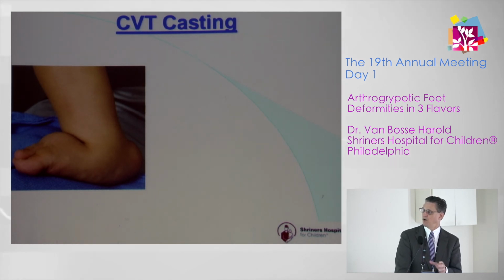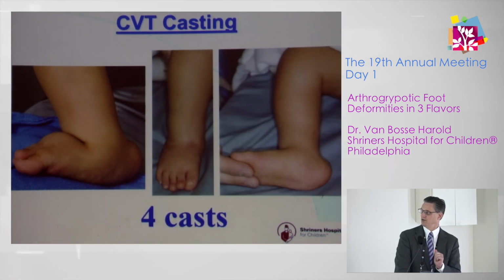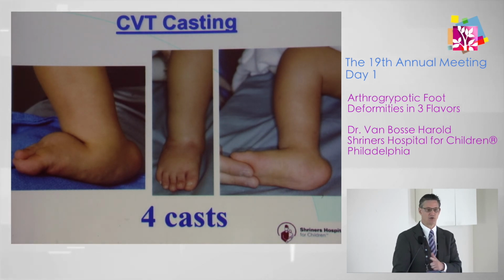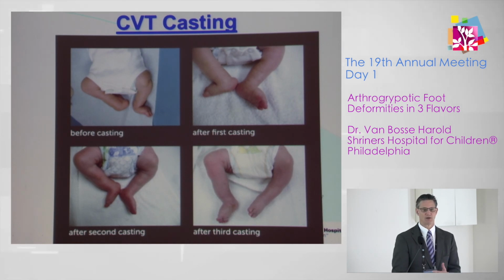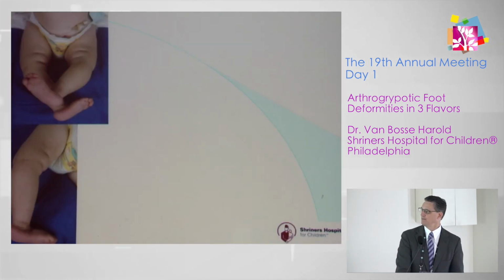But just to see how well that casting does in correcting out the foot deformity, this is 4 casts to go from what you see on the left to what you see on the middle and the right. Or this one here, parents sent me this one. They were taking x-rays or photographs every visit, and you see how in 3 casts we got these feet to look that much better. They stretch out so much faster than a clubfoot.